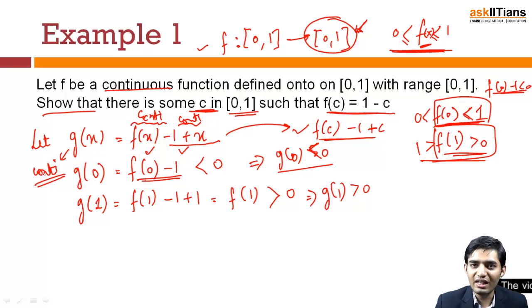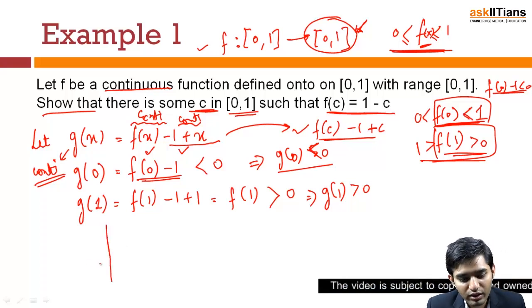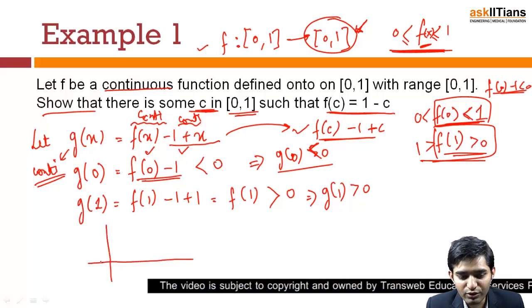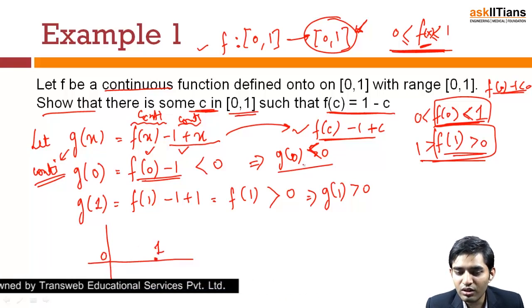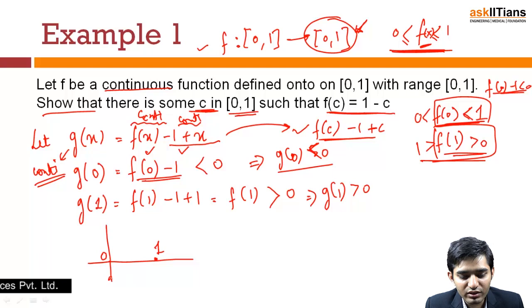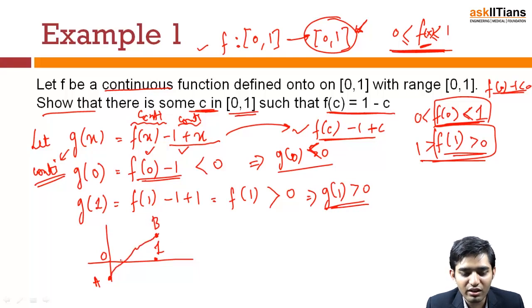Now if g(x) is continuous, try to see the graph. Suppose this is 0 and this is 1. At x equal to 0, the value is something negative, so somewhere here. And at x equal to 1, g(1) is positive, so somewhere here. Now let me say this point is A, this point is B. Now if I want to join these 2 points in a continuous manner, it will have to cut this x-axis at least once. So let me say where it cuts the x-axis, this point is C.